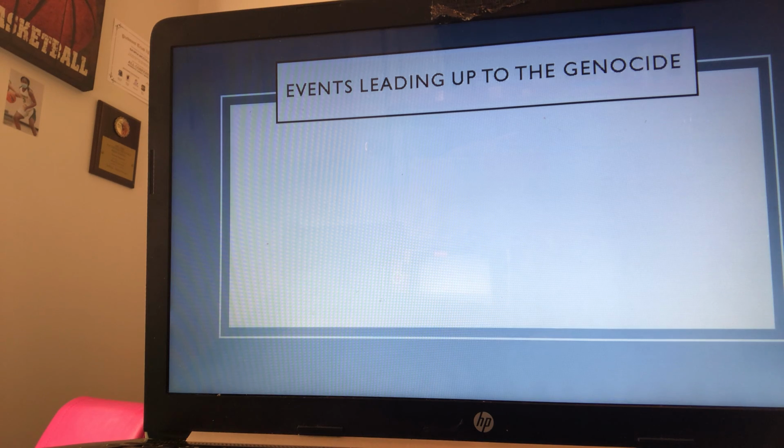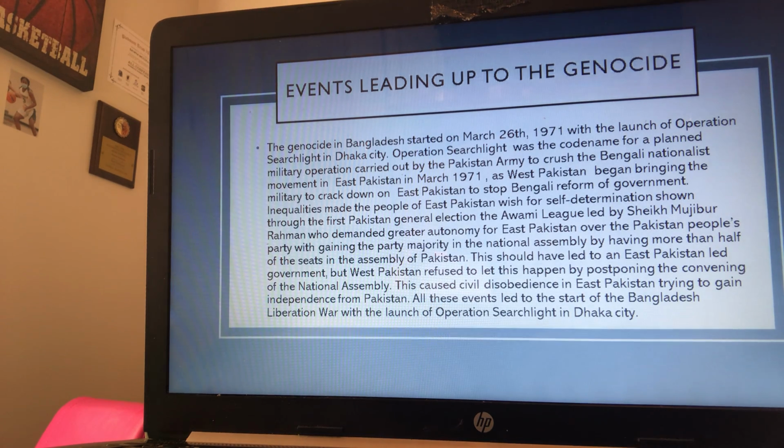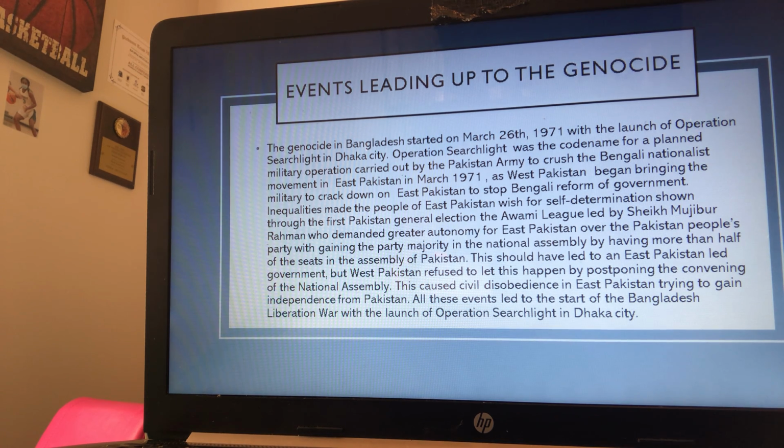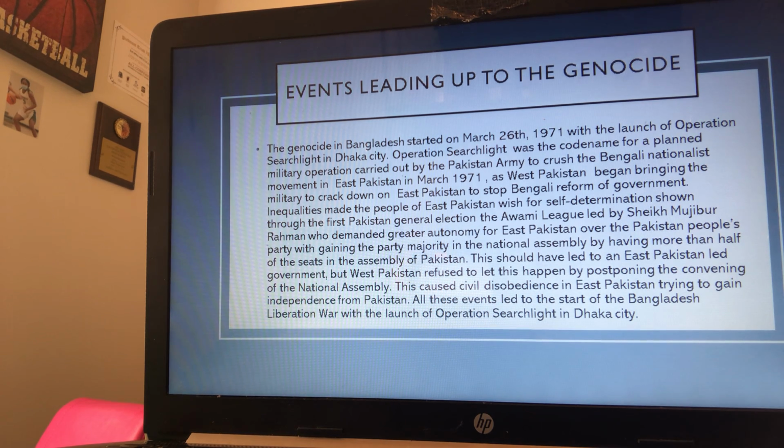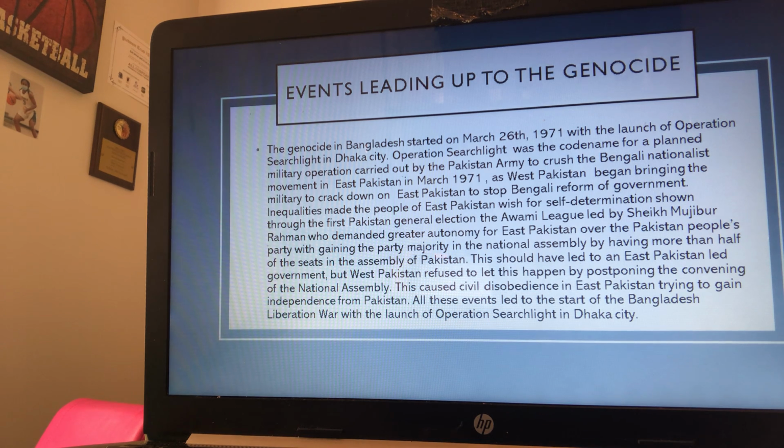Events leading up to the genocide. The genocide in Bangladesh started on March 26, 1971, with the launch of Operation Searchlight in Dhaka City. Operation Searchlight was the code name for a planned military operation carried out by the Pakistan Army to crush the Bengali nationalist movement in East Pakistan in March 1971.